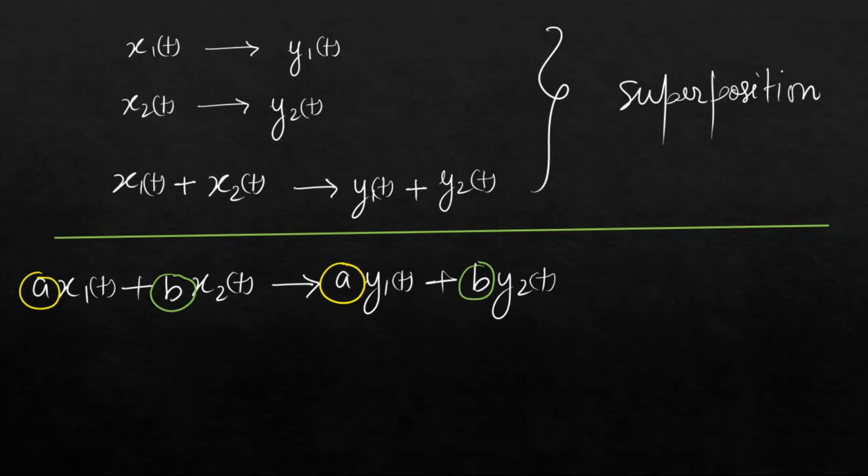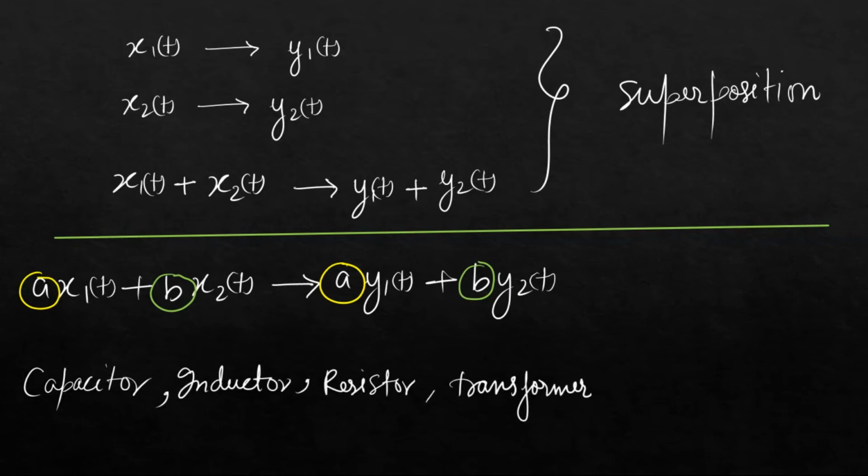Now what kind of circuit elements are linear? The circuit elements that are linear are capacitor, inductor, resistor, and transformer. These elements are linear. Why? Because they have a linear relationship between voltage and current.